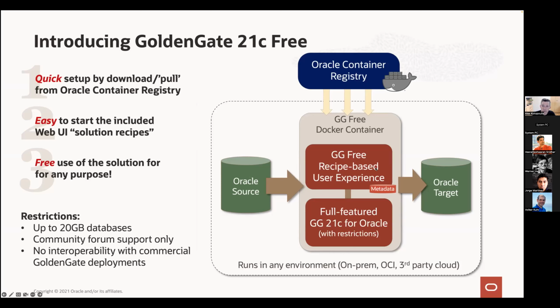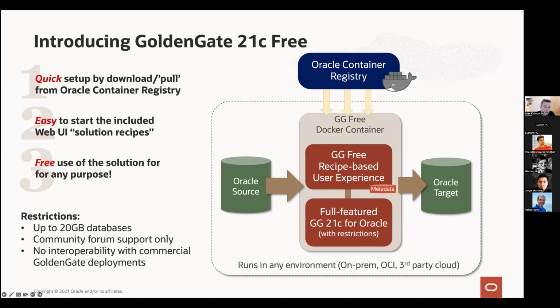And you see here on the right side, the architecture. We are using a fully featured GoldenGate 21C as part of this Docker container. We have some restrictions that I'm going to mention. And on top of this, we have a GoldenGate Free application, which provides you with a recipe-based user experience, which basically front ends the GoldenGate infrastructure.